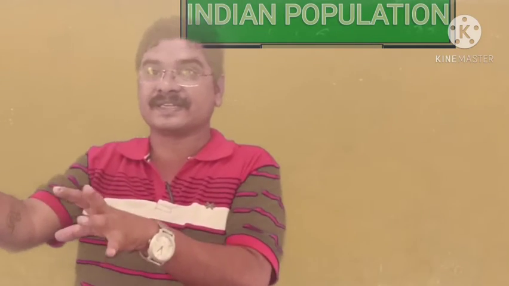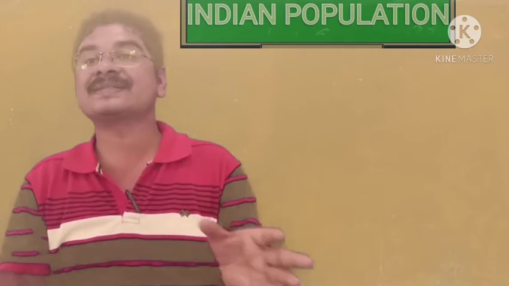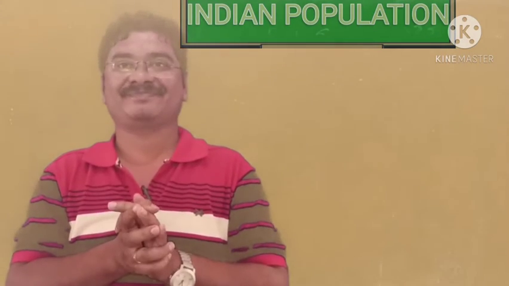Bihar has the highest density with 1102 persons per square kilometer. That is the highest density, which was in Bihar according to the 2011 census. Arunachal Pradesh has the lowest density of 17 persons per square kilometer.